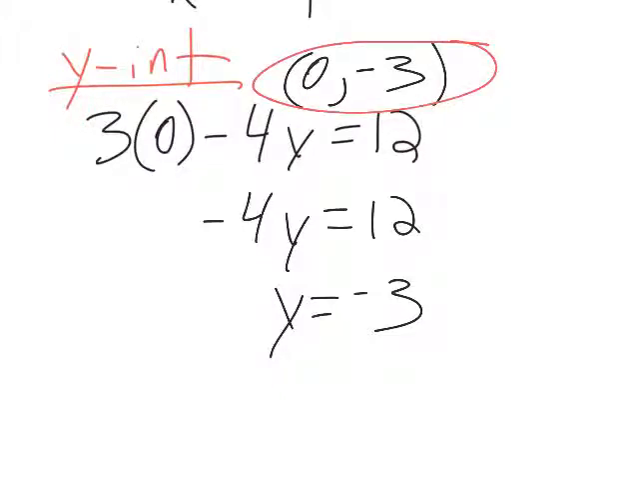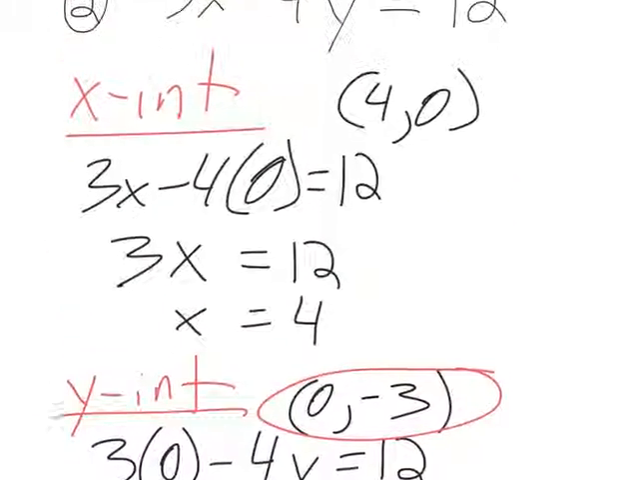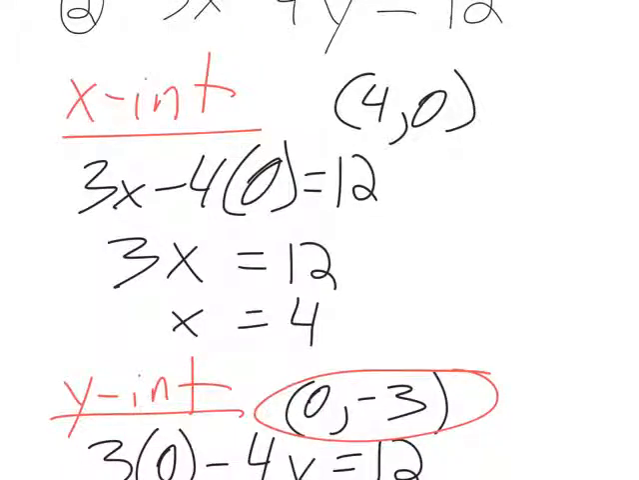So those are my 2 points. And when you've got a linear equation like this, 2 points is really all you need, because it's going to be a straight line between the points on your graph. So you could just plot those 2 points and then graph a line between them, and that's all you have to do for that one.